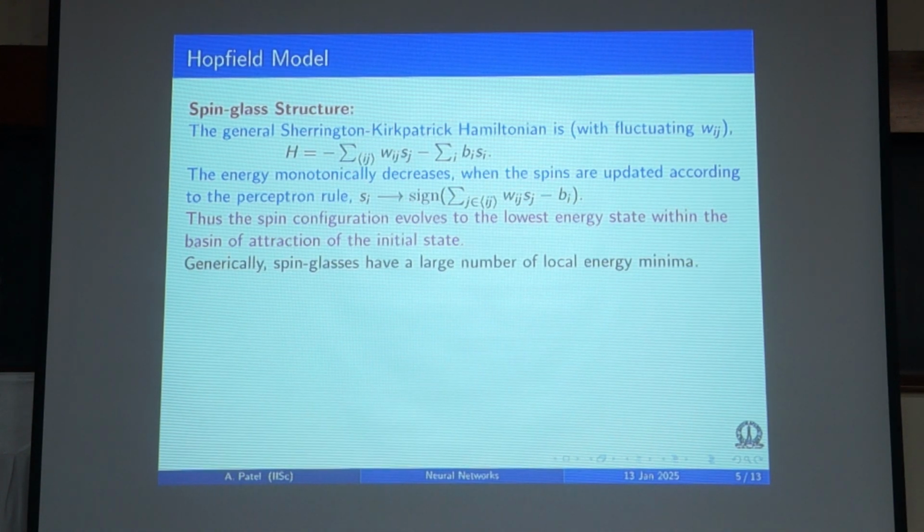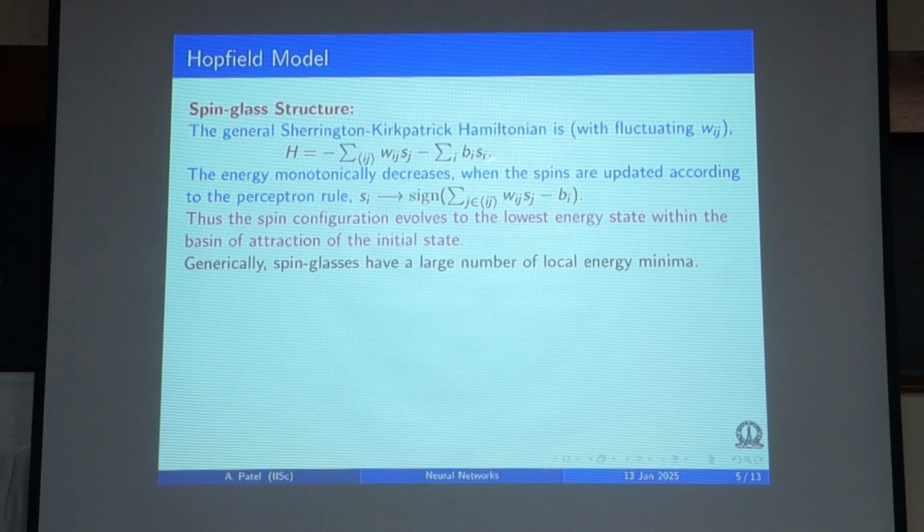So such a model was actually known in physics. It's a generalization of what is known as the Sherrington-Kirkpatrick Hamiltonian, and that Hamiltonian is this particular quantity, Wij coming for the interaction and Bi Si for the bias field.